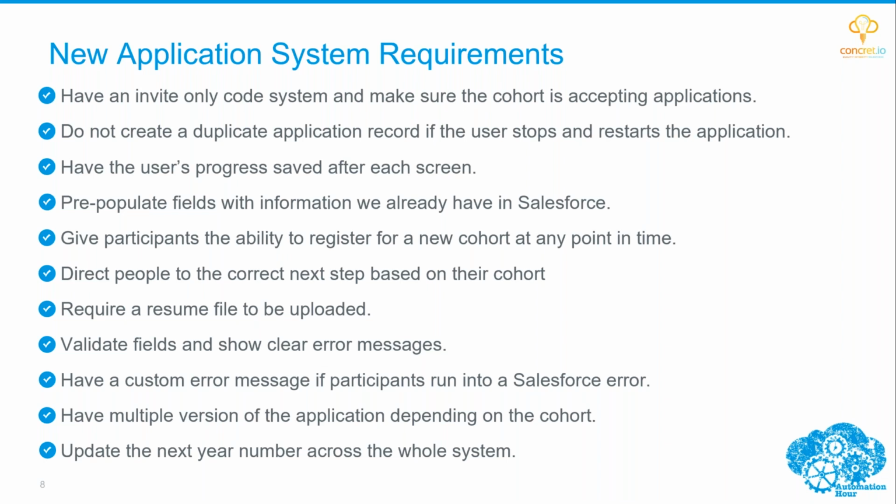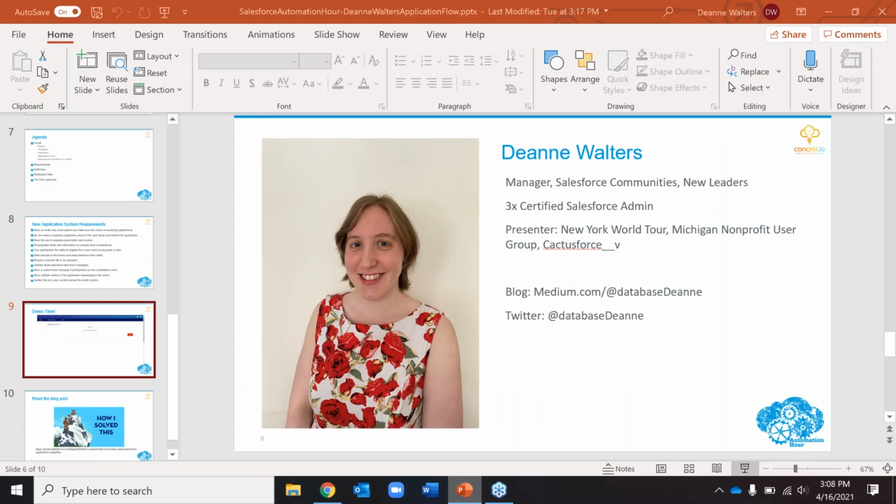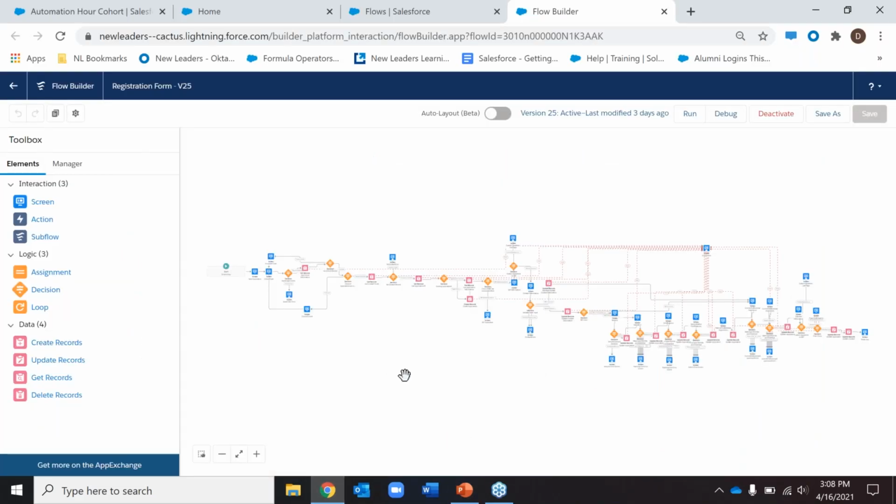So with this flow, we took what we had in a survey tool, which was very heavy with complex automation that didn't always work and took days to update with a new cohort. Now with this flow, we're able to update in a couple minutes, getting a cohort set up and ready to go. So let's jump into the demo.